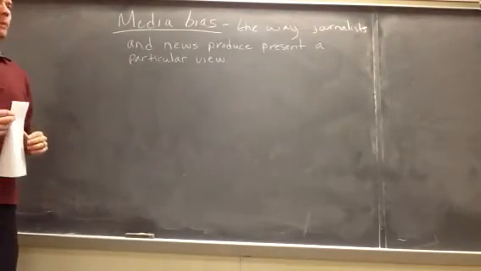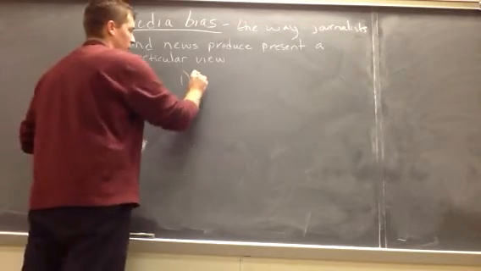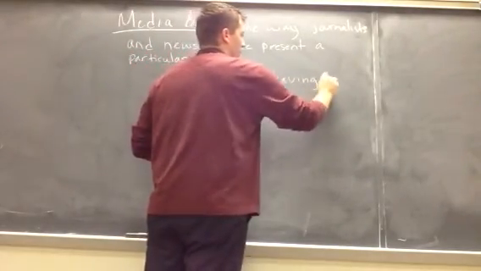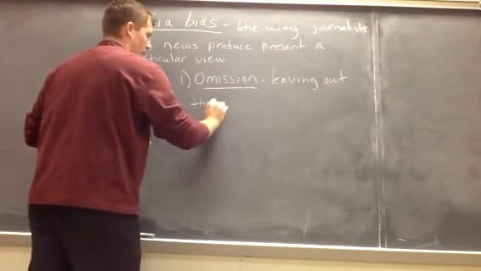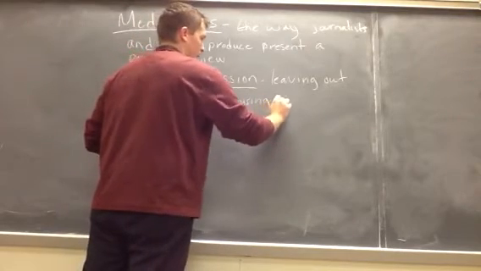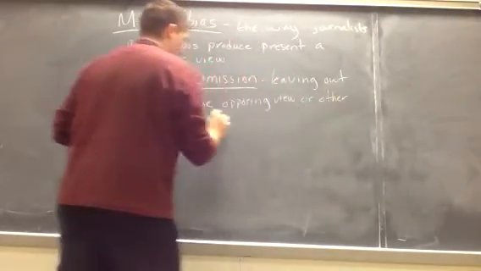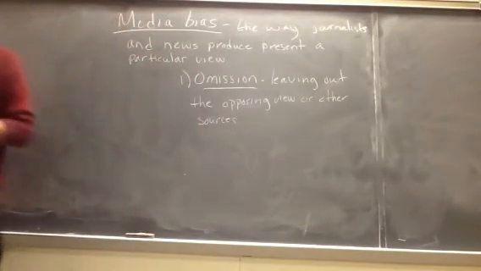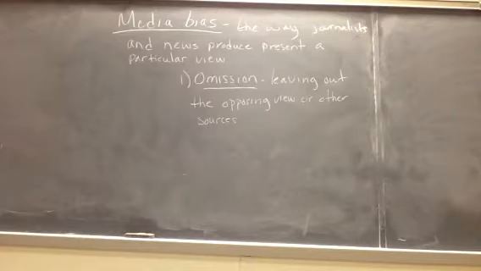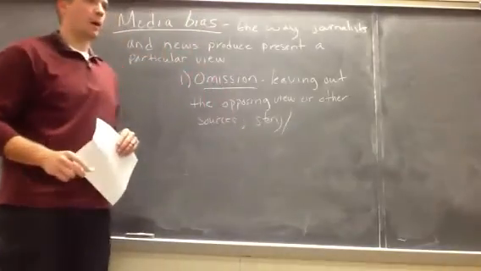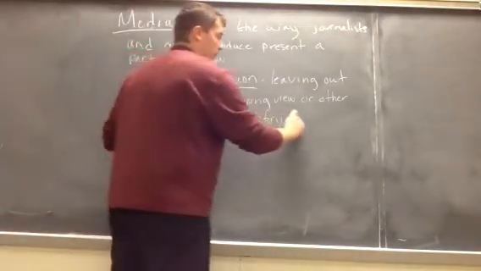So there are a few ways that media bias can be evident. The first is by omission. This would be leaving out the opposing view or other sources. This can either happen within the story itself, or if you're thinking about a particular newspaper, it can happen within the paper in terms of a series of stories.